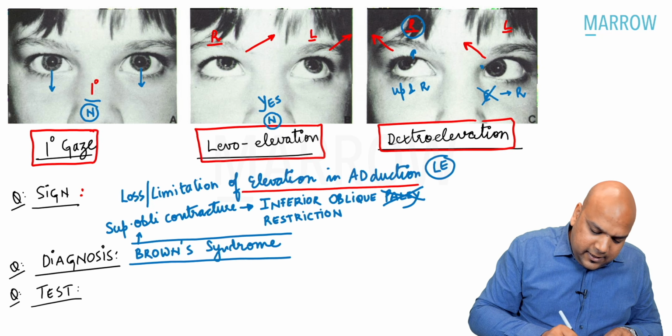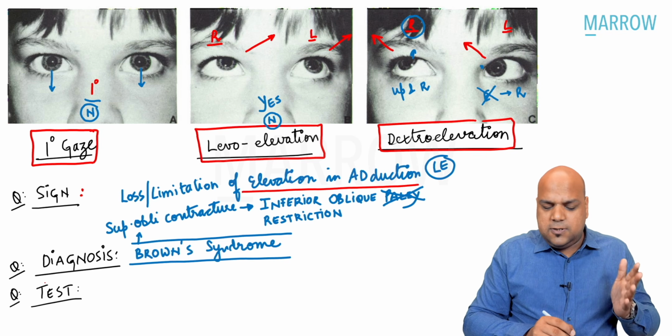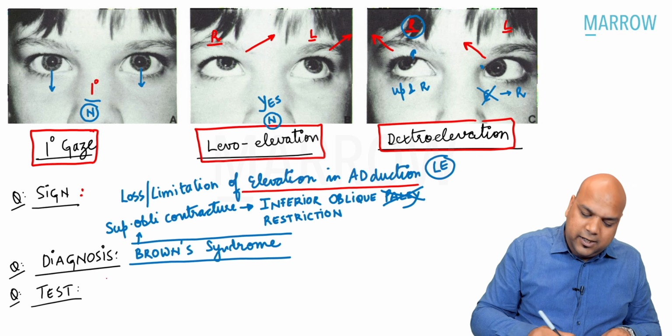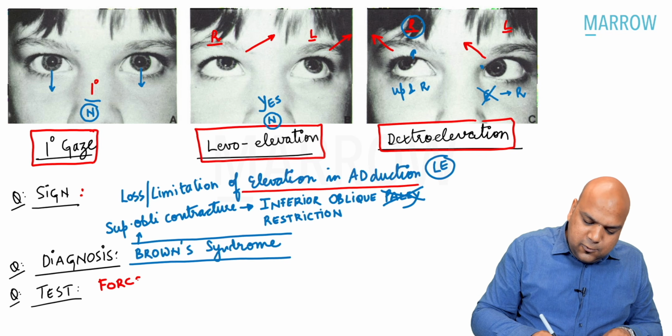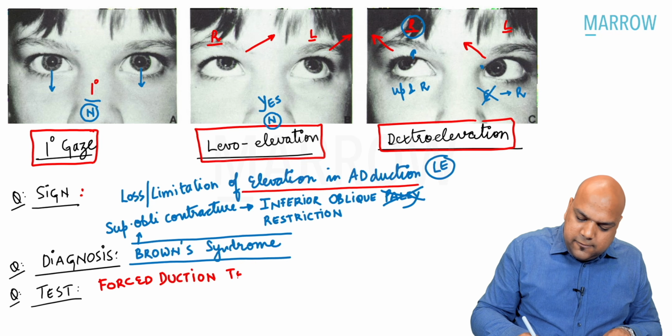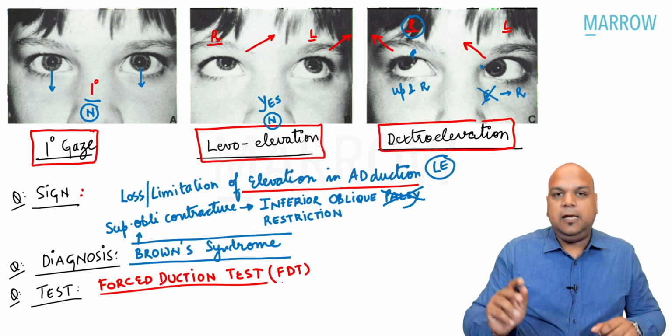What is the test? Now, why are they asking us a test, sir? Because we are discussing a case now of restrictive squint. So, what is the test used to diagnose cases of restrictive squint or to differentiate restrictive squint from paralytic squint? The answer is forced duction test, FDT.